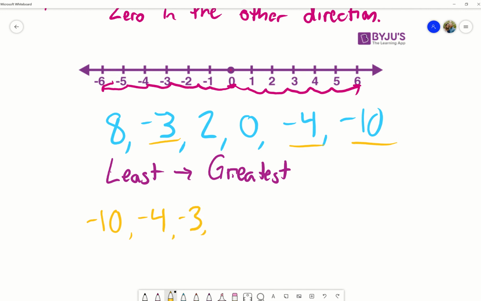And then I just continue now with numbers that I know, going back to my positive numbers. I know how to order positive numbers. I go 0 will come next, and then 2 is bigger than 0, and 8 is the biggest number on our list. And so this orders our list from least to greatest involving negative numbers and positive numbers. Okay?